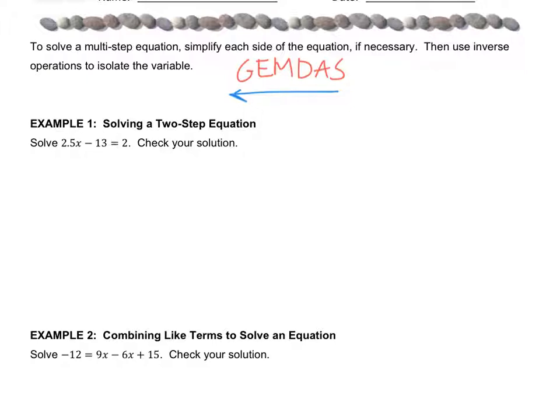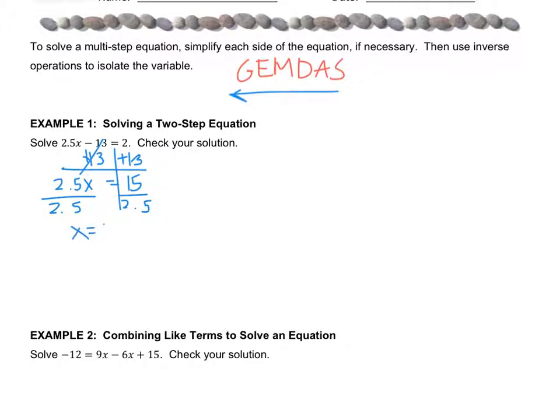So I'm going to inverse the subtraction by adding 13 to both sides. When I do that, the 13s cancel out. I get 2.5x equals 15. Now I just keep cruising right along down GEMDAS, and I did subtraction. Now I'm on addition. I don't have any addition. I don't have any division, but I do have multiplication, right? So this right here is multiplication. The way that you inverse that is you divide both sides by 2.5, and you might want to get your calculator out. 15 divided by 2.5 is 6.